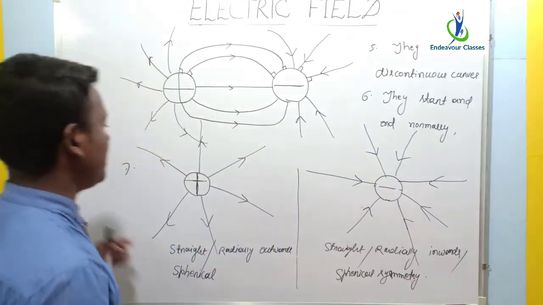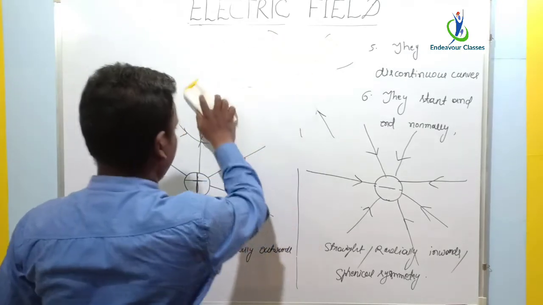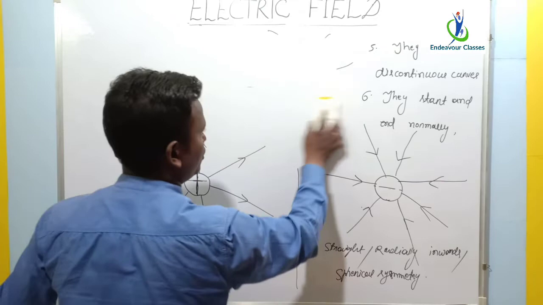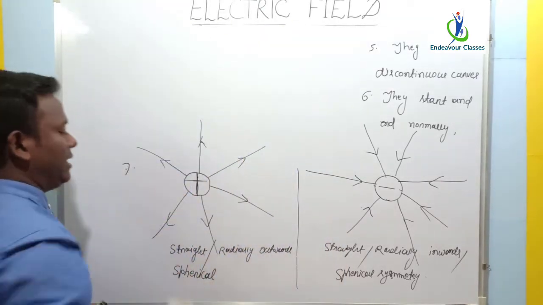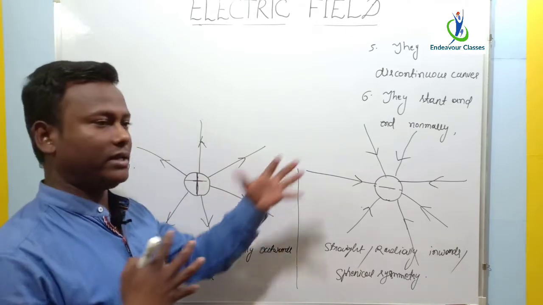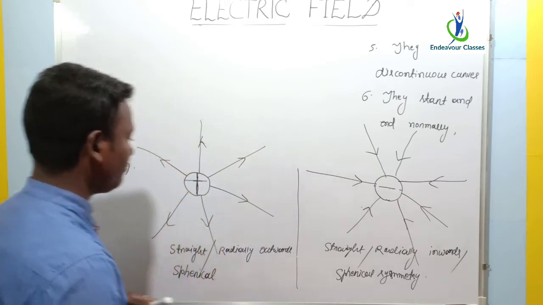In the exam, questions are asked like this: what is the nature of electric lines of force for an isolated positive charge? So these are straight lines and they are radially outwards. The lines of force will be directed radially outwards, forming a spherical symmetry.